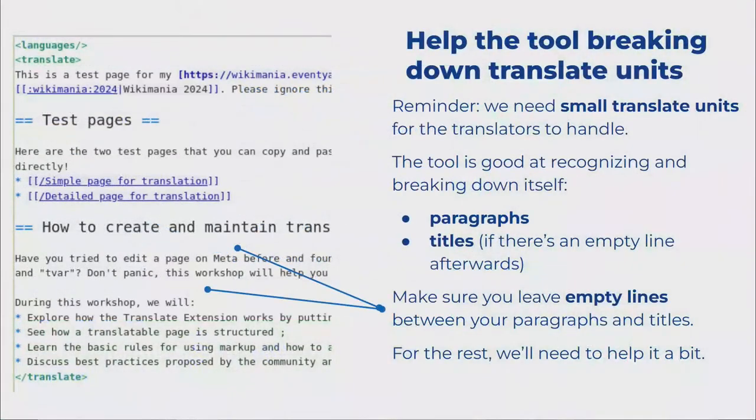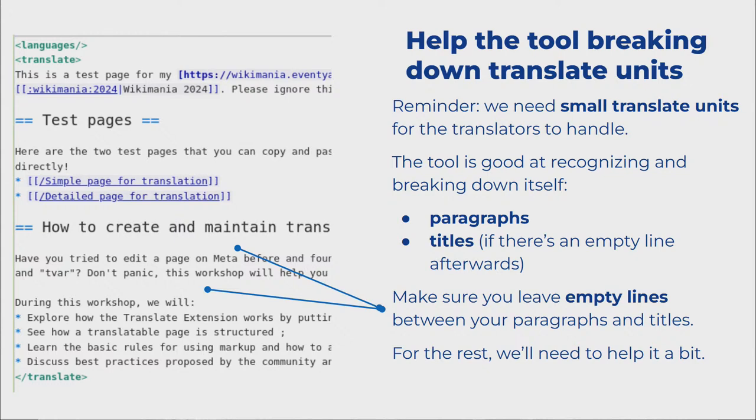So, once you have done that, in some cases, that's enough, because the translate extension tool we talked about is going to be able to break down the text that you wrapped in the translate tags on its own, to make short translation units that are useful to the translator. The tool is pretty good at recognizing some things. It recognizes different paragraphs, mostly because in wikitext we split paragraphs with an empty line, so the tool is going to be like, oh, that's a different paragraph. And it's also good at recognizing titles if you put an empty line after the title.